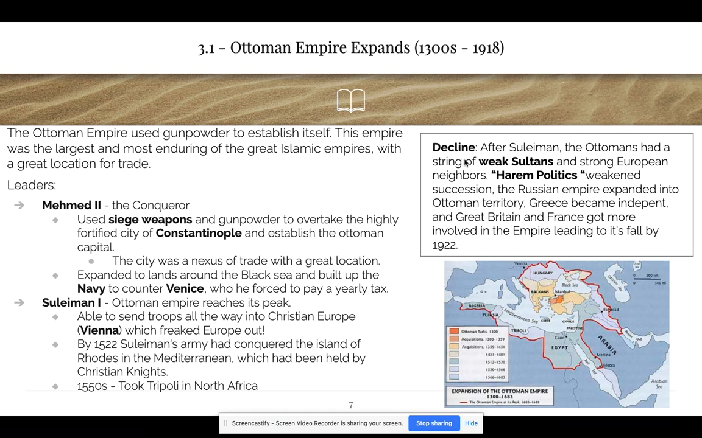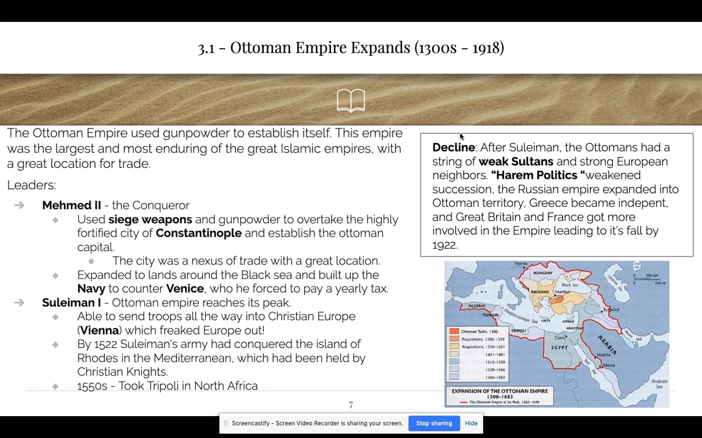Getting ahead of ourselves a little bit, but just to talk about the decline of the Ottoman Empire, it eventually turns into what is called the sick man of Europe, because it does exist into the 20th century, the 1900s. And there's just poor rule after Suleiman. They have a couple of really strong, great leaders, and then that sort of falls away.